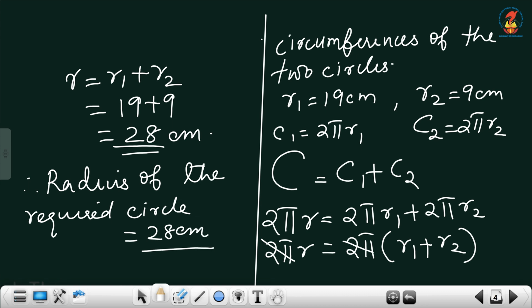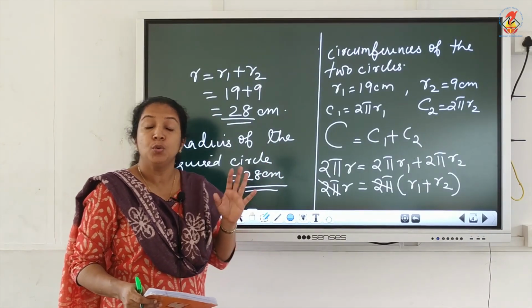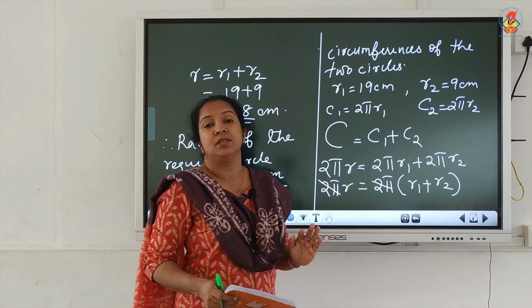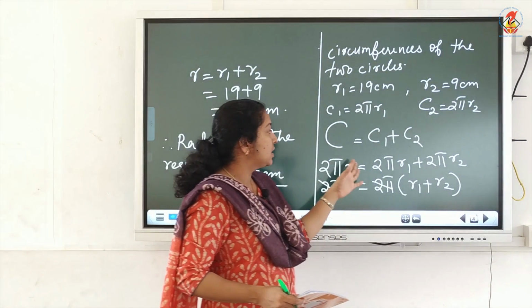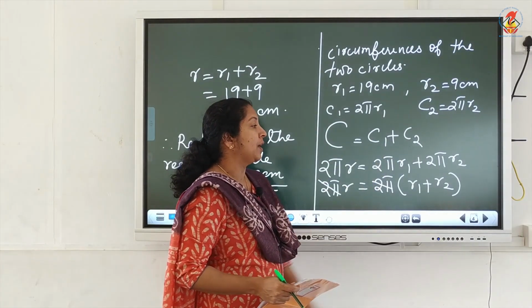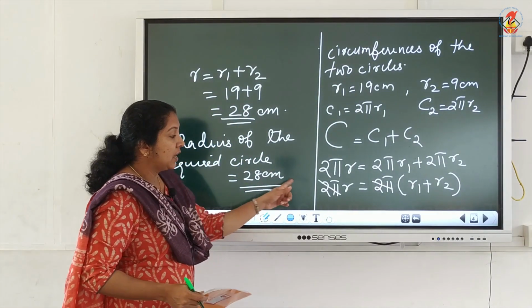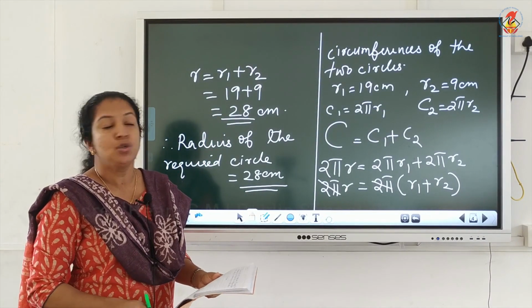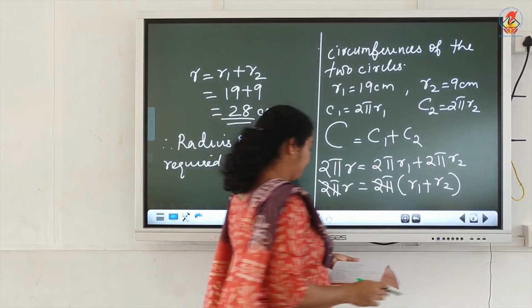28 centimeter. Here you have to find the radius of the circle whose circumference is the sum of the circumferences of the given two circles. So, C is given as C1 plus C2. So, 2 pi r is 2 pi r1 plus 2 pi r2. So, after cancellation we are getting r as r1 plus r2, which is equal to 28 centimeter.